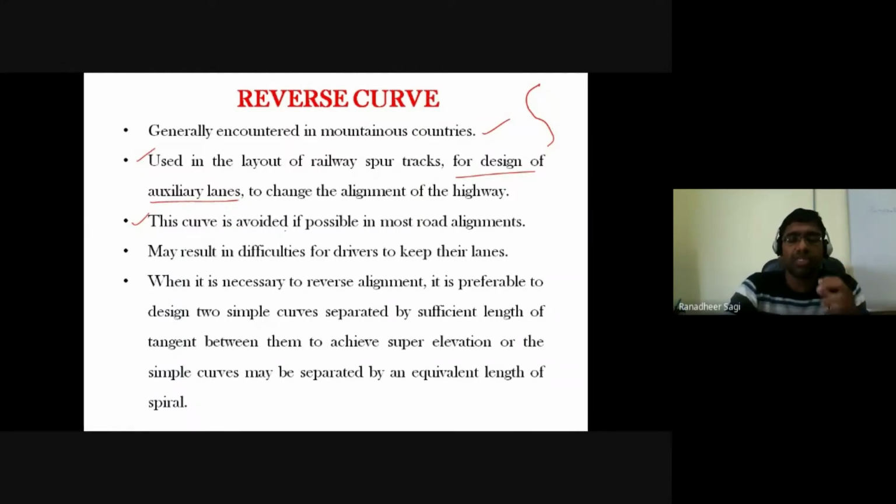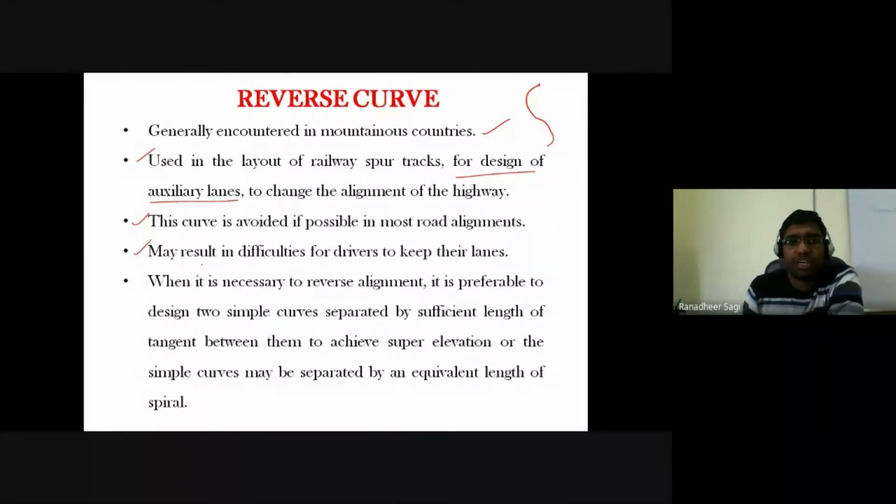So as much as possible, we'll try to avoid such reverse curves, random changes in the curvature of your road alignment. We prefer to have, as much as possible, a straight road. If at all curves are there, we'll try to align them with less effect of curvature. But in case it is not possible, we are required to design curves. However, to the extent possible, we try to minimize the effect of reverse curves considered in the design of your road alignment or track alignment.